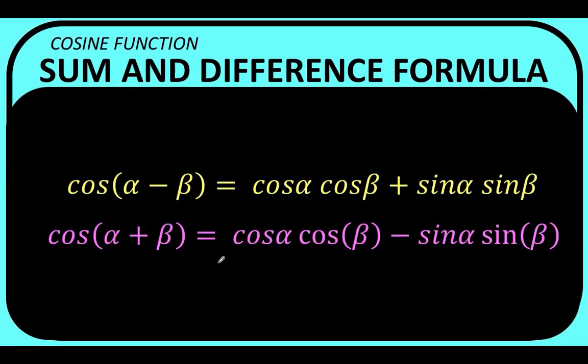So at this point, we now have these two formulas, one for the difference, the other for the sum of the two angles. And so we are now able to prove the sum and difference formulas for the cosine function.